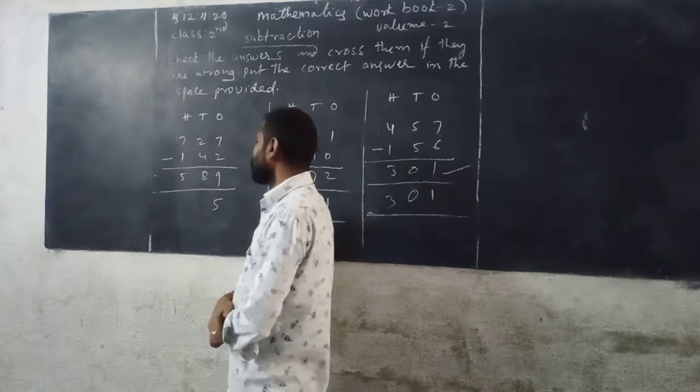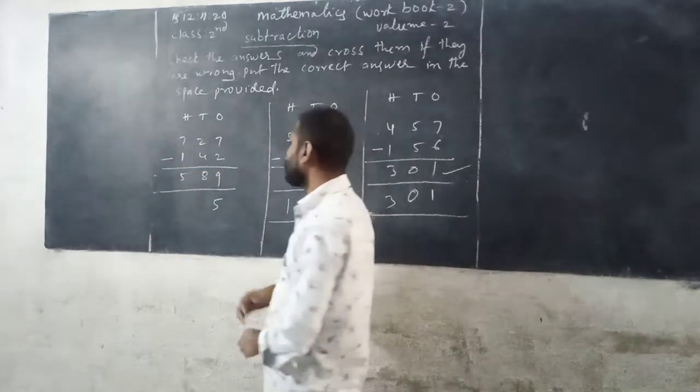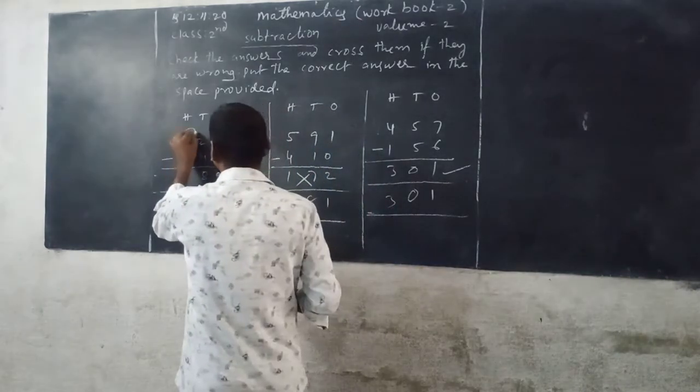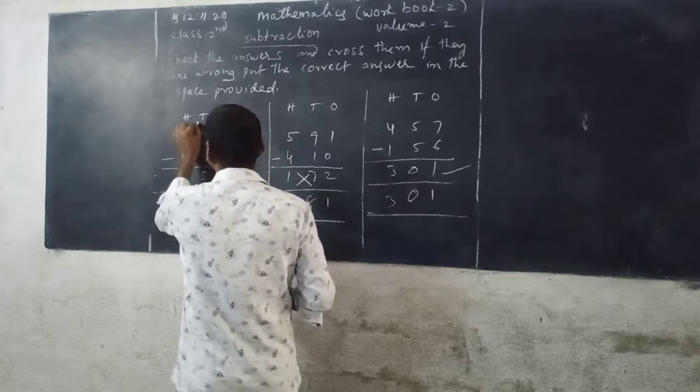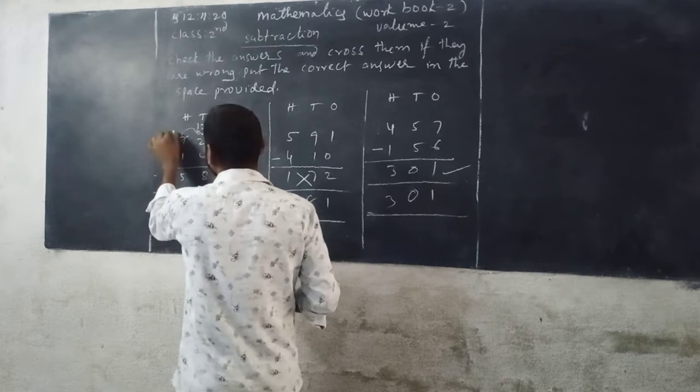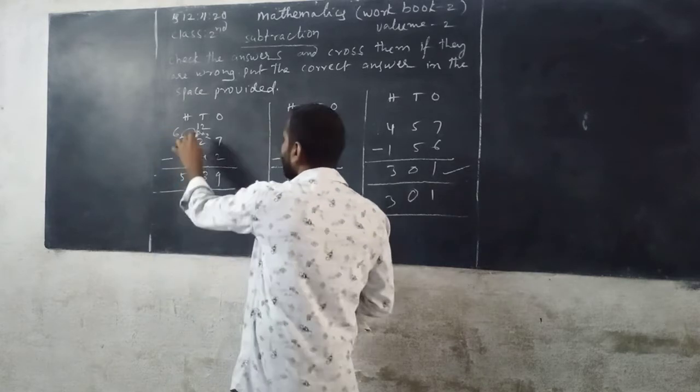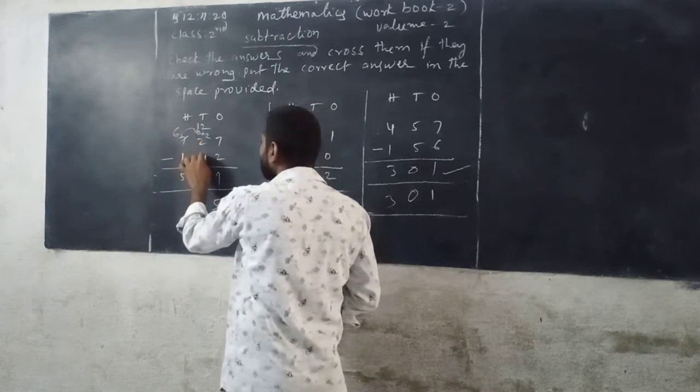2 minus 4 possible? Not possible. Take borrowing from 7, it can give 10. 10 is added to 2. 10 plus 2, you can get 12. 7 can lose one. 7 becomes a 6. Here 12 minus 4, you can get 8.